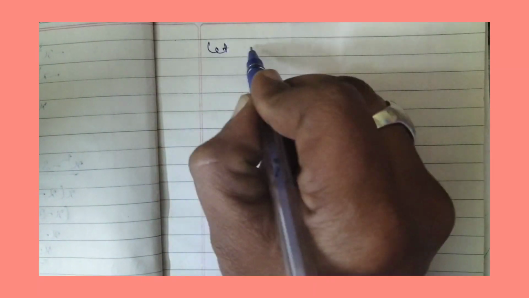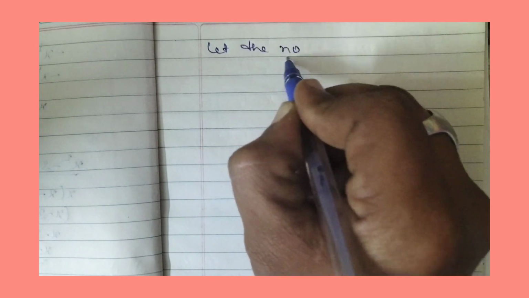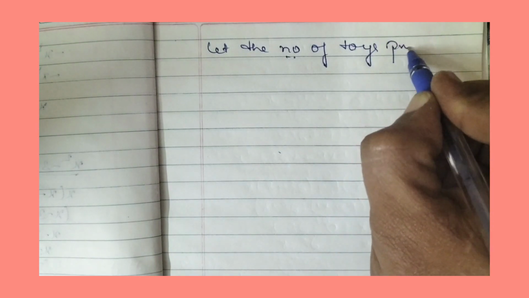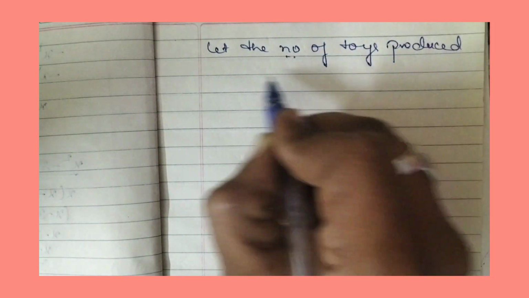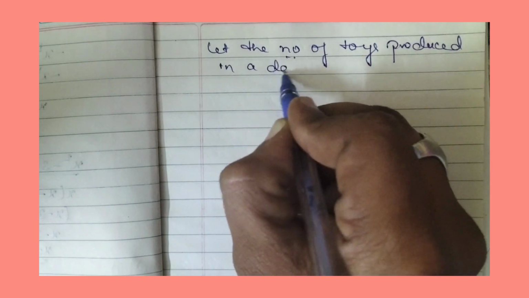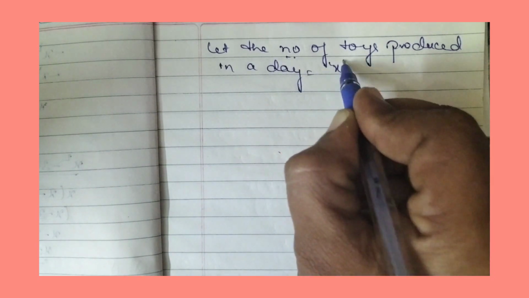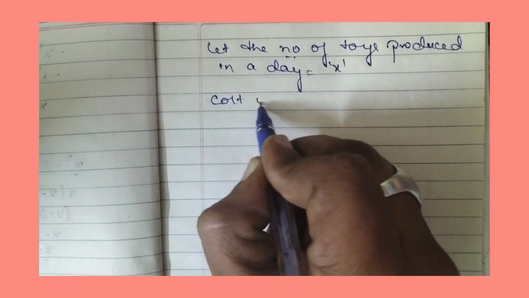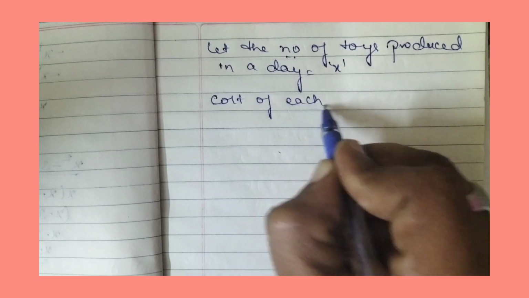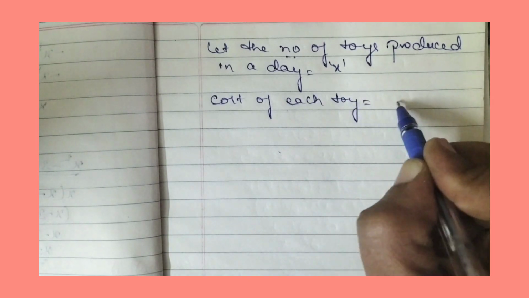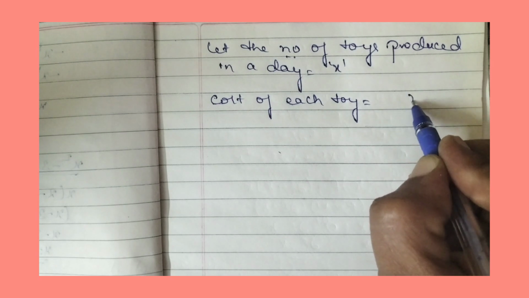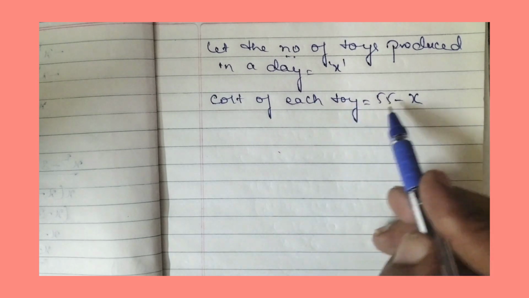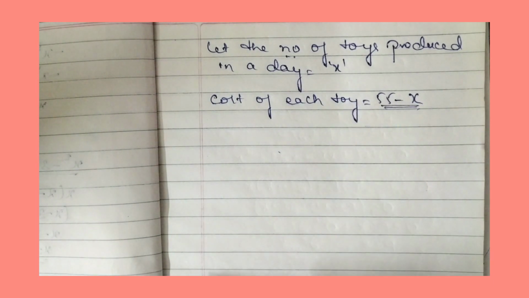Let the number of toys produced in a day be equal to x. So on this day, x number of toys are produced. Cost of each toy is equal to, so total number of production is x, minus 55. So cost of each toy is equal to 55 minus x.